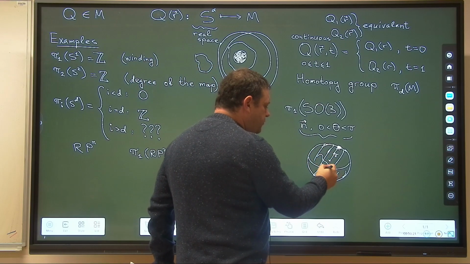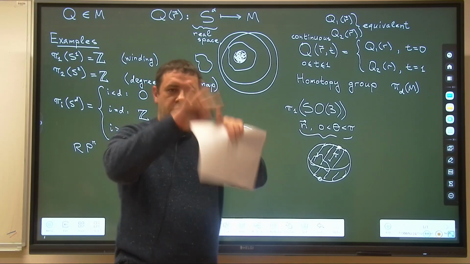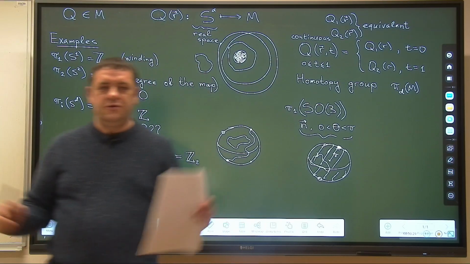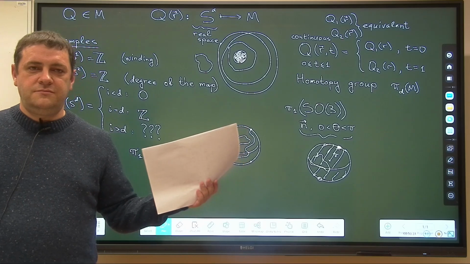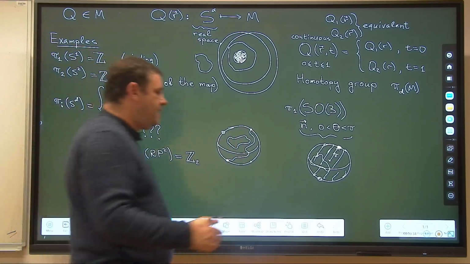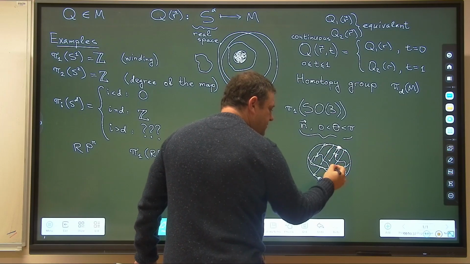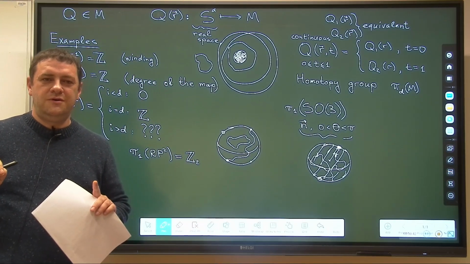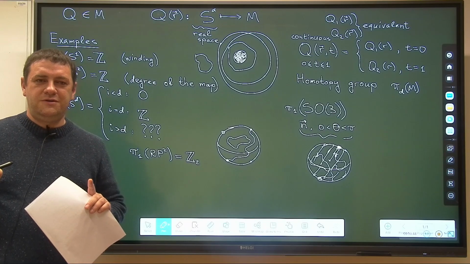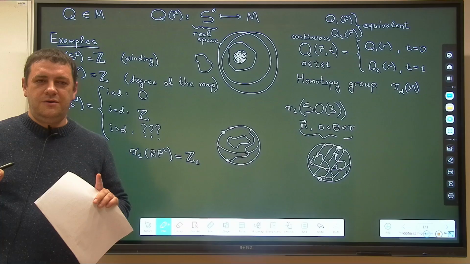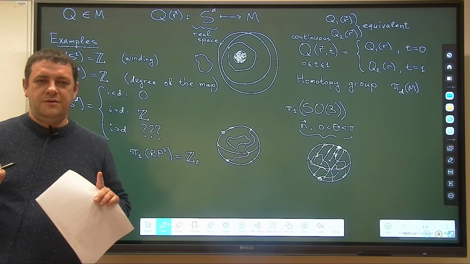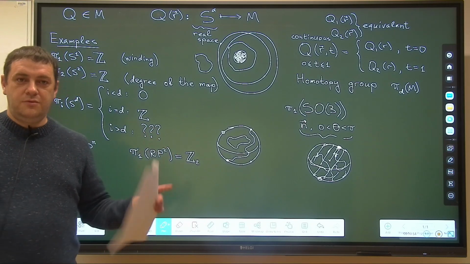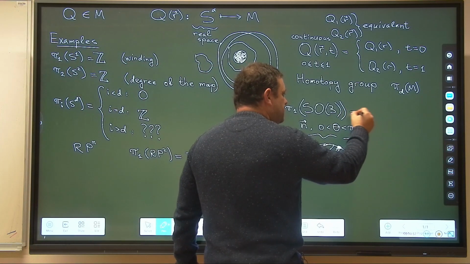If I now draw a loop inside this ball, now it's not on the surface, it can go inside as well. Can it be contracted to a single point continuously? Yes. What if I draw this loop, which goes from here to here? Again, on the surface, they are equivalent points. Can it be contracted? No. So actually the answer is also Z2.